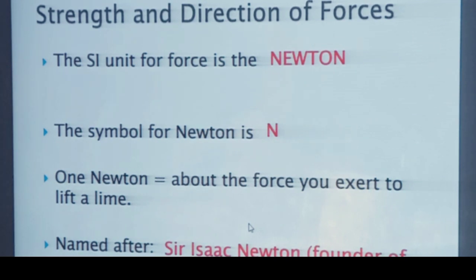Now, how will you define 1 Newton force? 1 Newton force is that force which, when applied to a mass of 1 kilogram, will produce an acceleration of 1 meter per second square in it.